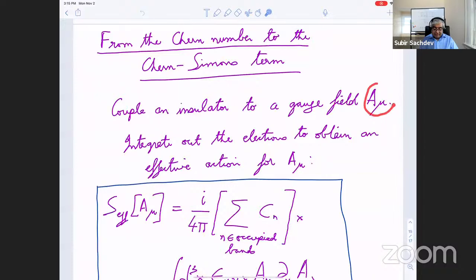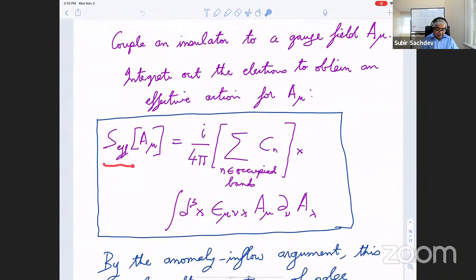So we couple our insulator to an external electromagnetic field, A mu. And the fact that there's a Hall conductivity means that the effective action for the electromagnetic field is given by this term, which is called the Chern-Simons term for the electromagnetic field. We saw this earlier. And the coefficient is the Hall conductivity. And now the coefficient of the Chern-Simons term for each band is just the Chern number of the band. So it's the same Chern number, of course, appearing in both cases. So the Chern number of a band leads to the coefficient of the Chern-Simons term.